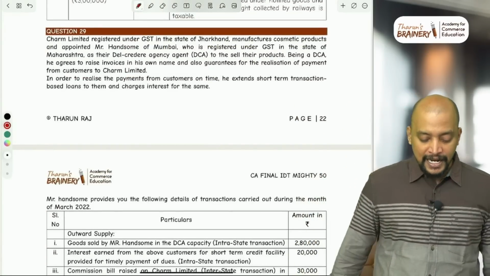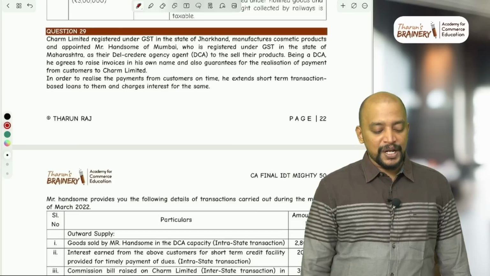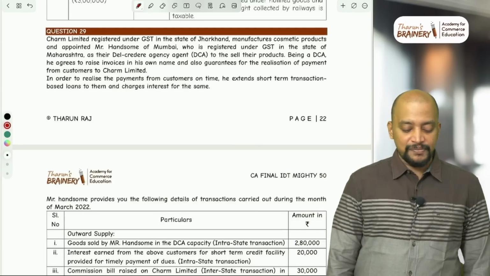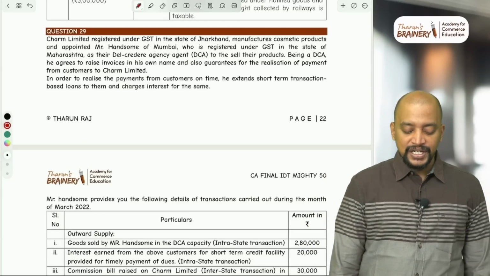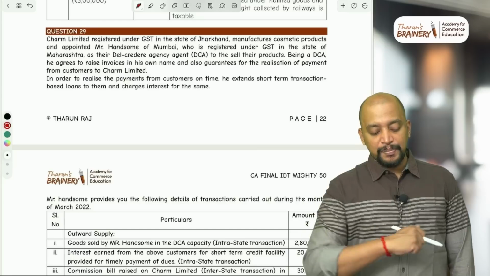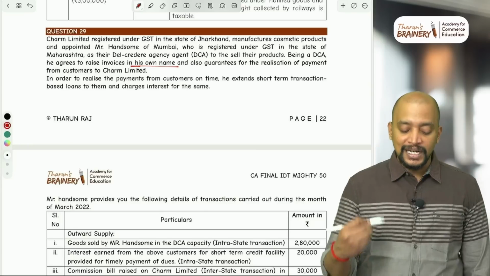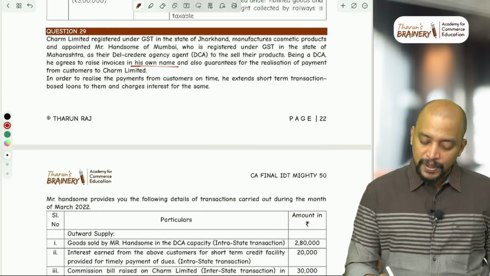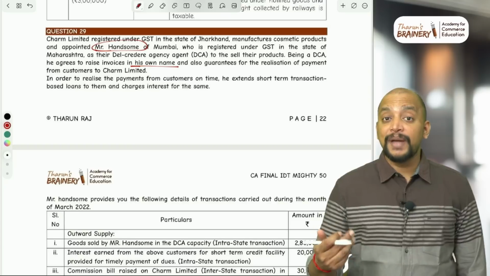Then question number 29. Charm Limited, registered under GST in the state of Jharkhand, manufactures cosmetic products and appointed Mr. Handsome of Mumbai, who is registered under GST in the state of Maharashtra, as their del credere agent to sell their products. Being a del credere agent, he agrees to raise invoices in his own name and also guarantees for the realization of the payment from the customers to Charm Limited. Basically, they are raising invoices in their own name. So they have appointed one person, Mr. Handsome. So Mr. Handsome is raising invoice in his own name, means he is acting on behalf of principal.